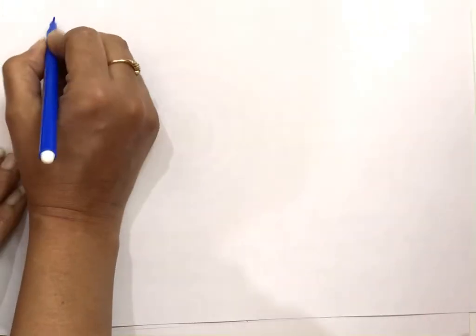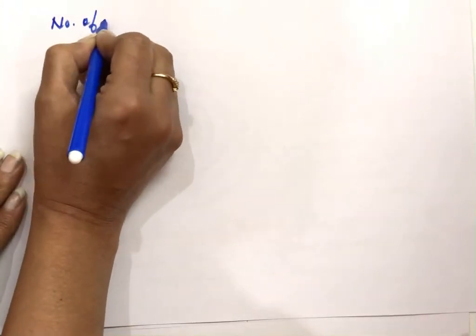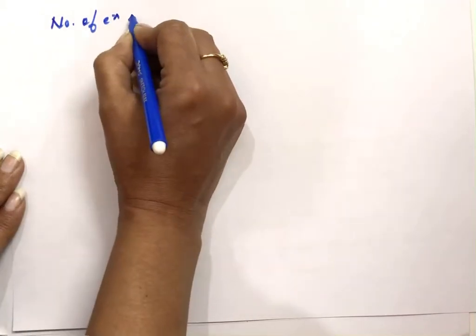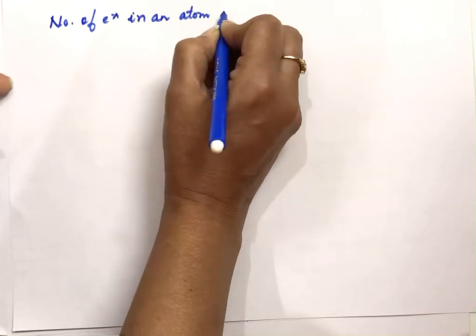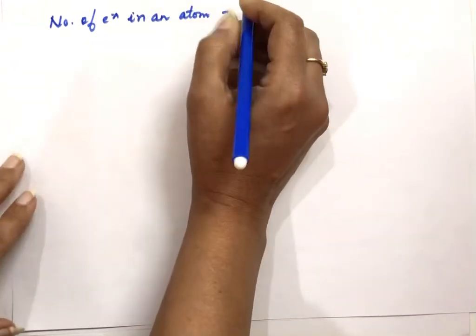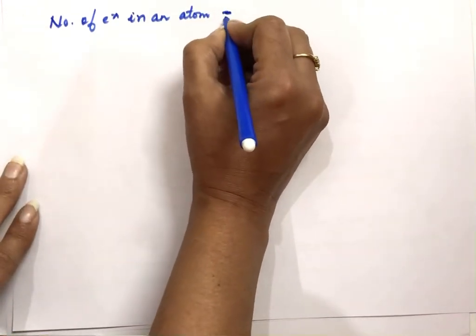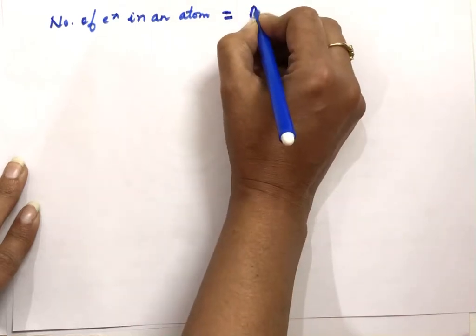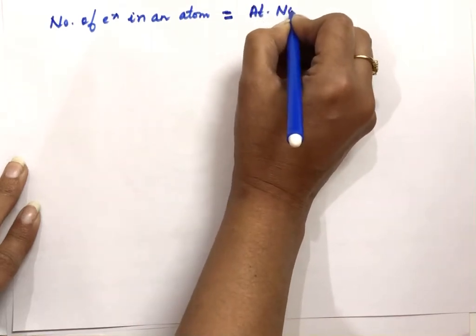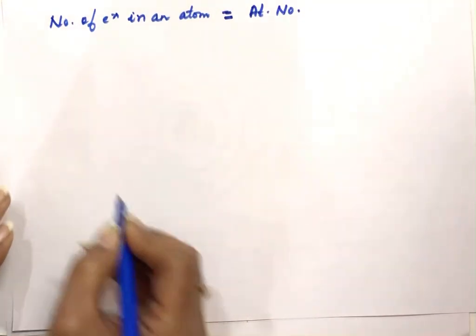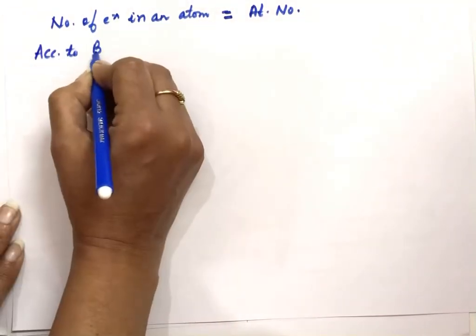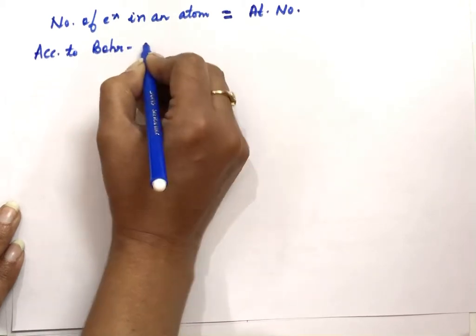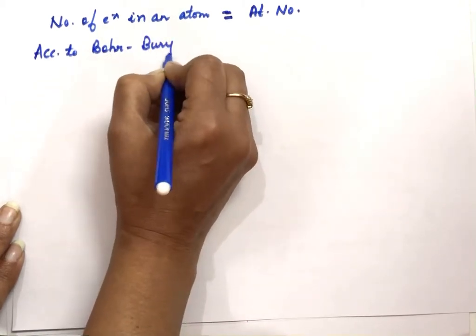Now, next is the number of electrons in an atom of an element. This is equal to the atomic number of an element. Now, this is written according to the Bohr-Bury scheme, because this is given by Bohr and Bury.